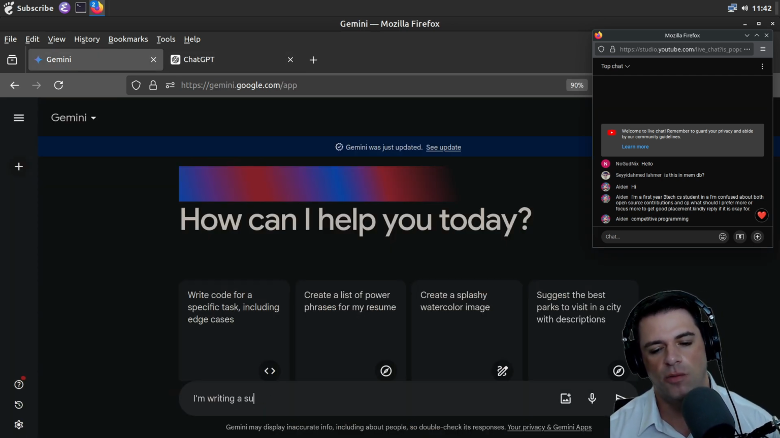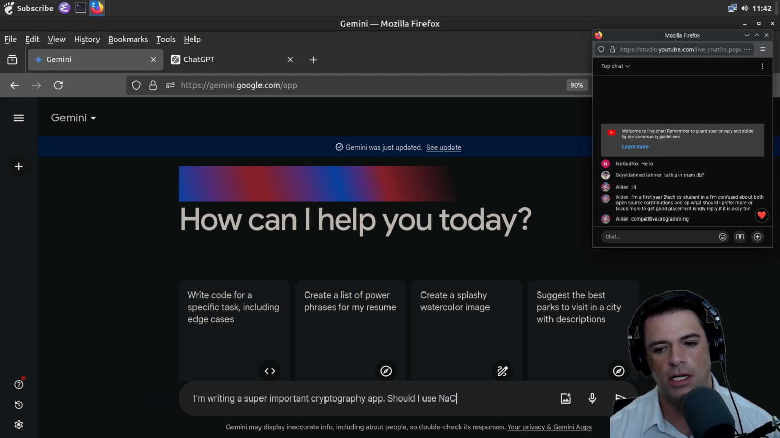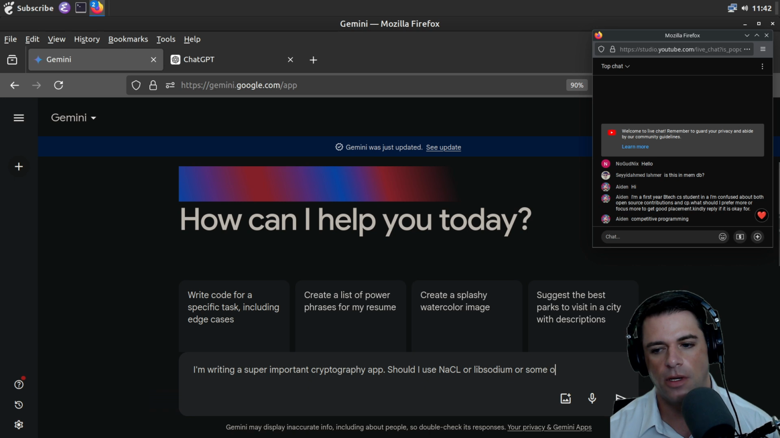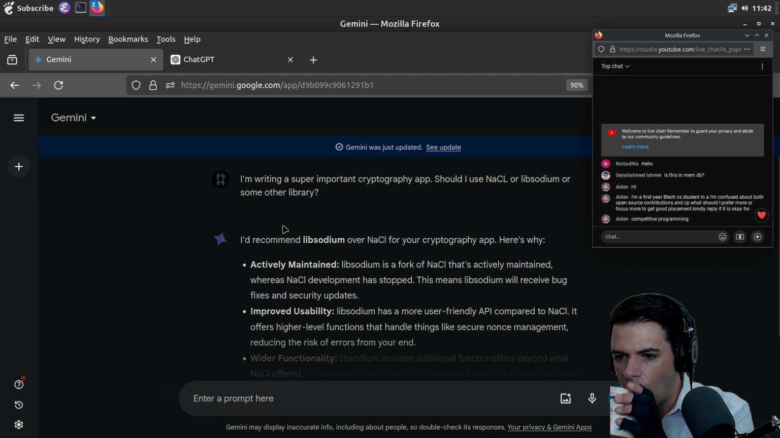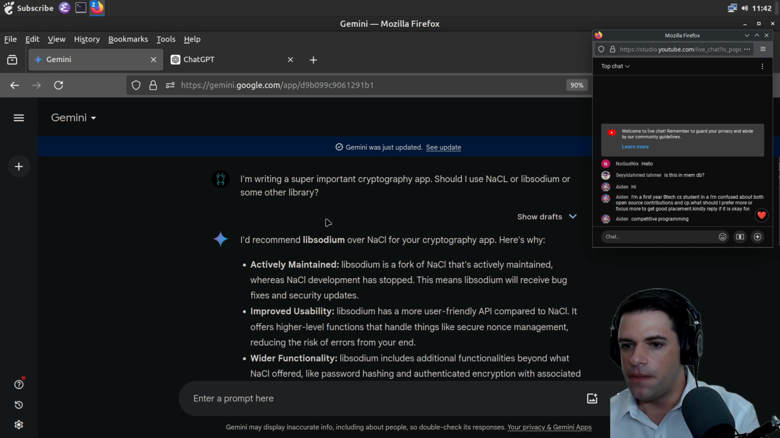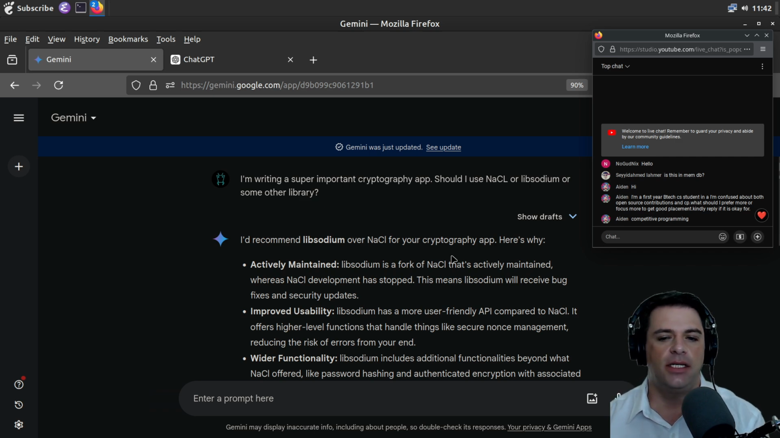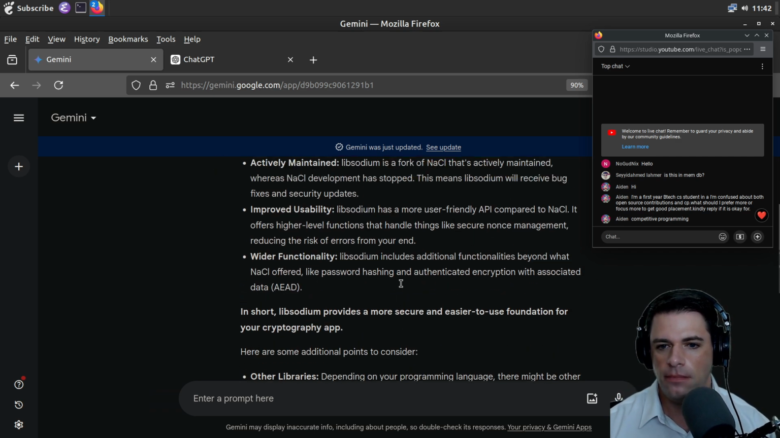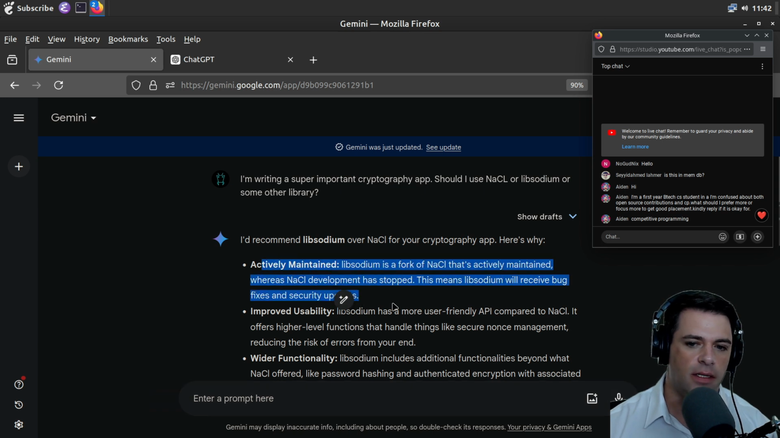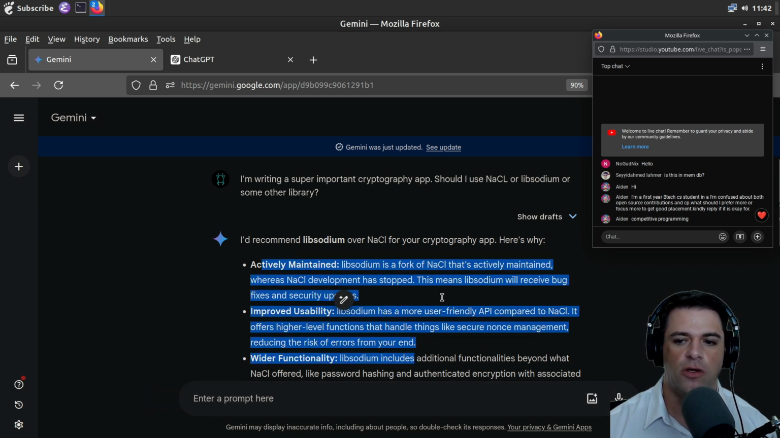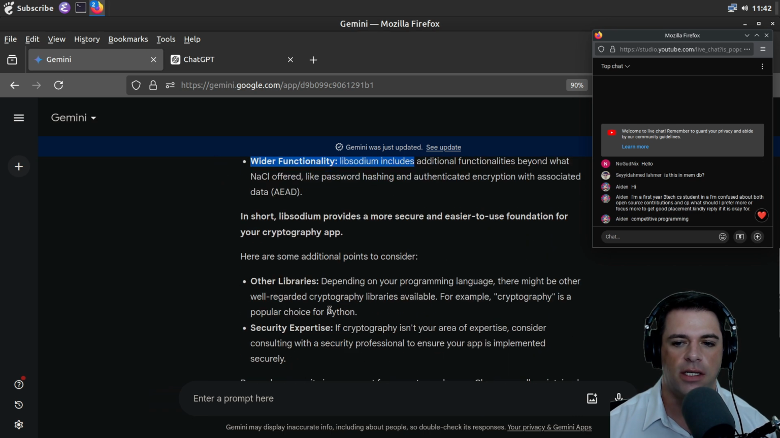I'm writing a super important cryptography app. Should I use NaCl or Libsodium or some other library? Okay, I guess NaCl is not maintained. So Gemini is recommending Libsodium. Is actively maintained, improved usability, is a far more user-friendly API, wider functionality, etc.